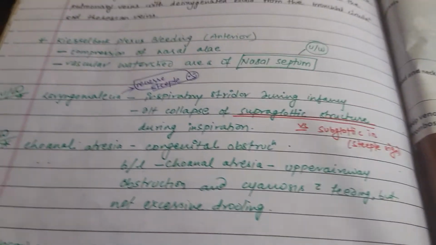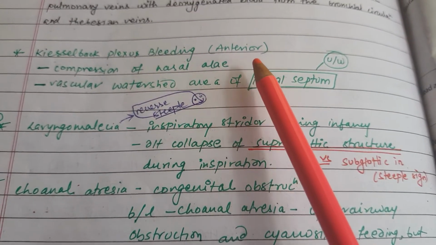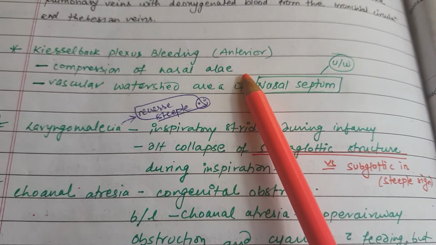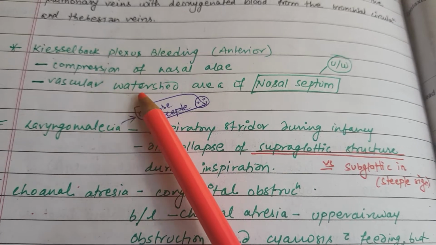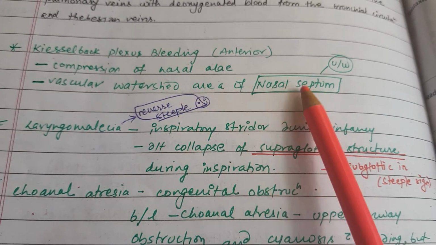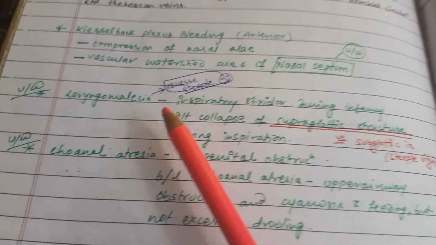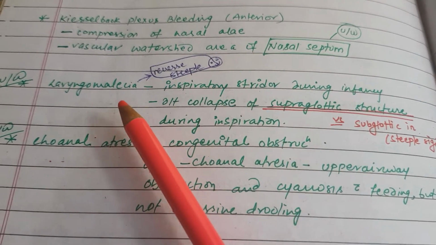Some more things that I have added here: Kiesselbach plexus bleeding is anterior. Compression of the nasal alae will help, and it is an elevated, vascular watershed area of the nasal septum. This is the vascular watershed area of the nasal septum. Remember, this is a septal bleeding.